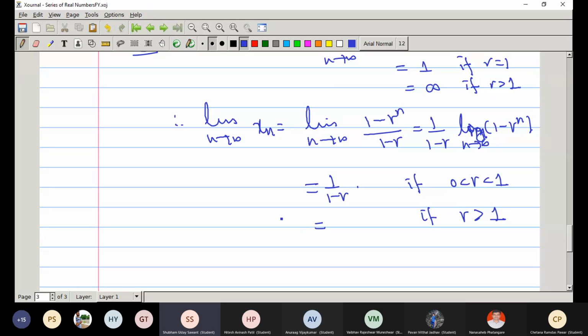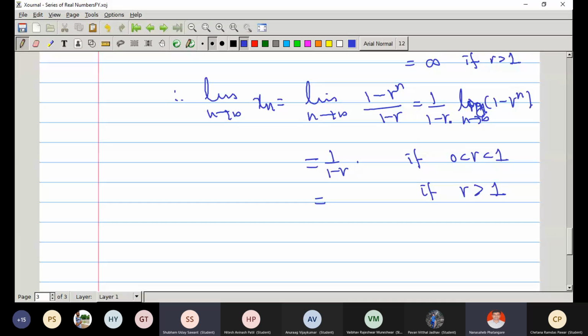Minus infinity, because here we have 1 minus r, which is negative. Is it plus infinity? Minus infinity. But what is here in the denominator? 1 minus r. So if r is greater than 1, 1 minus r is negative. Right. And at r is equal to 1, this is undefined.